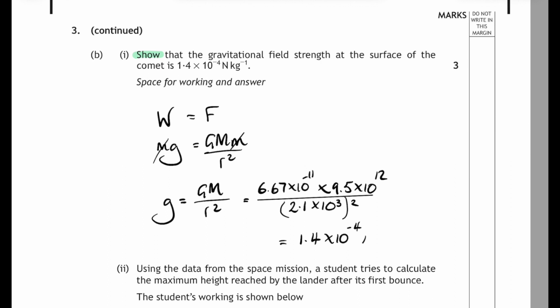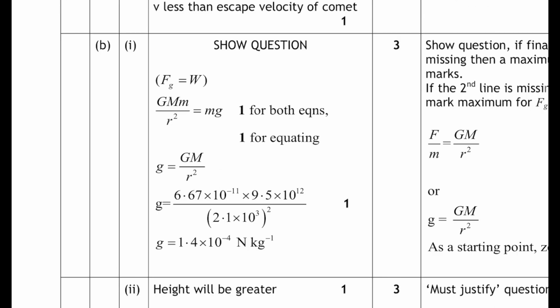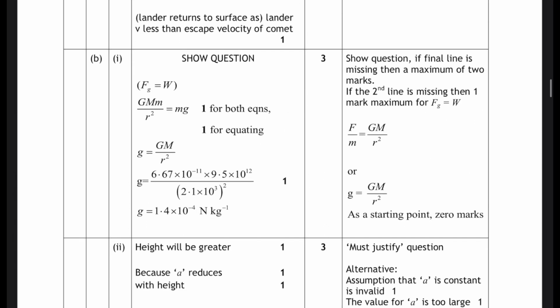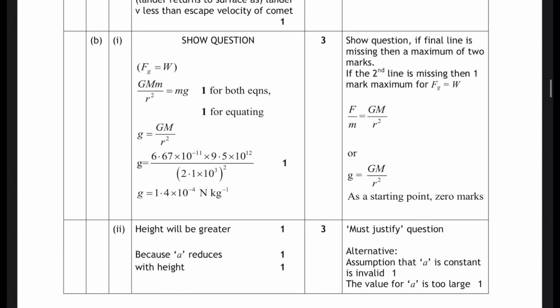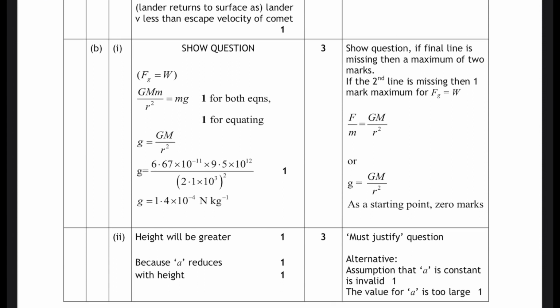And make sure you give your answer exactly as it was given in the question. It's a show question. Let's have a look at the marking instructions. So 1 mark for both equations, 1 for equating them, and 1 for the substitution. Nothing for the final answer, but it has to be there. In fact, if we look at the right hand side of the marking instructions, it says if the final line is missing, then you can only get a maximum of 2 marks.